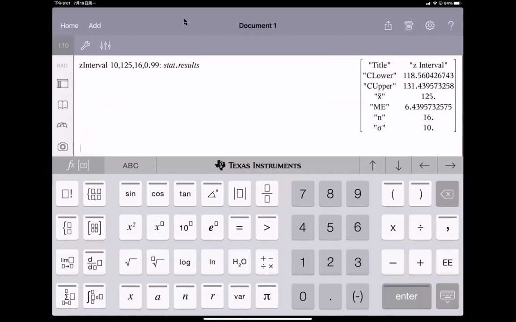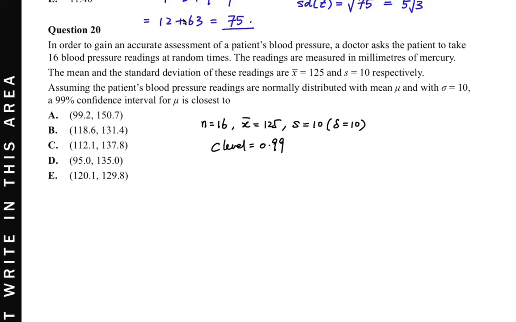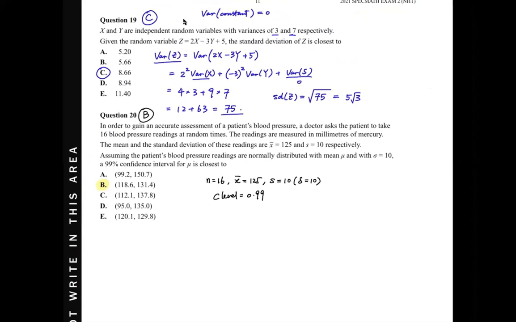118.56, 131.44. Okay, so looks like option B is the correct option, correct to 1 decimal place. Okay, and that concludes the 20 multi-choice questions. Let's move on to the 6 extended response questions later.